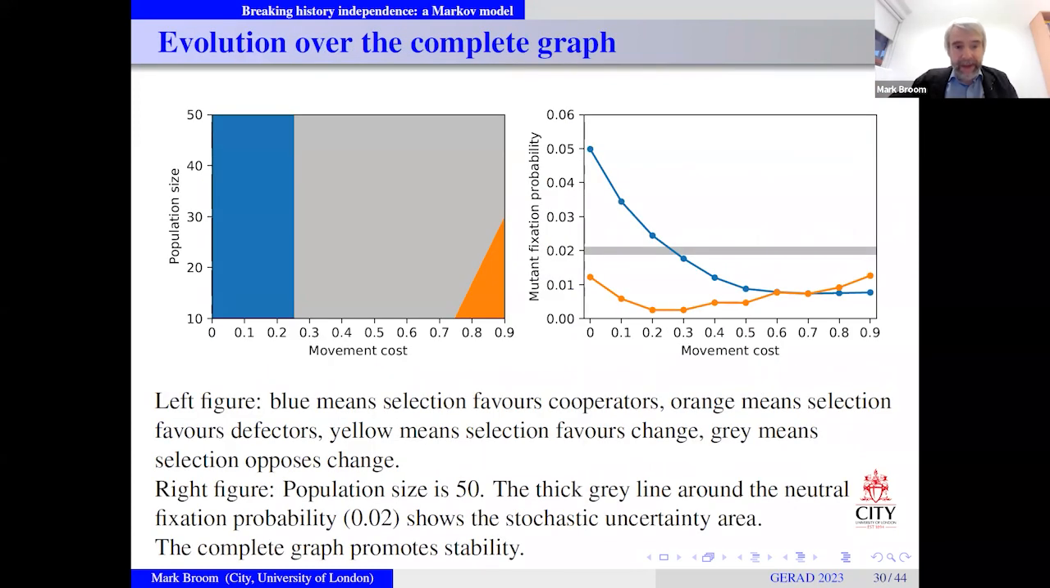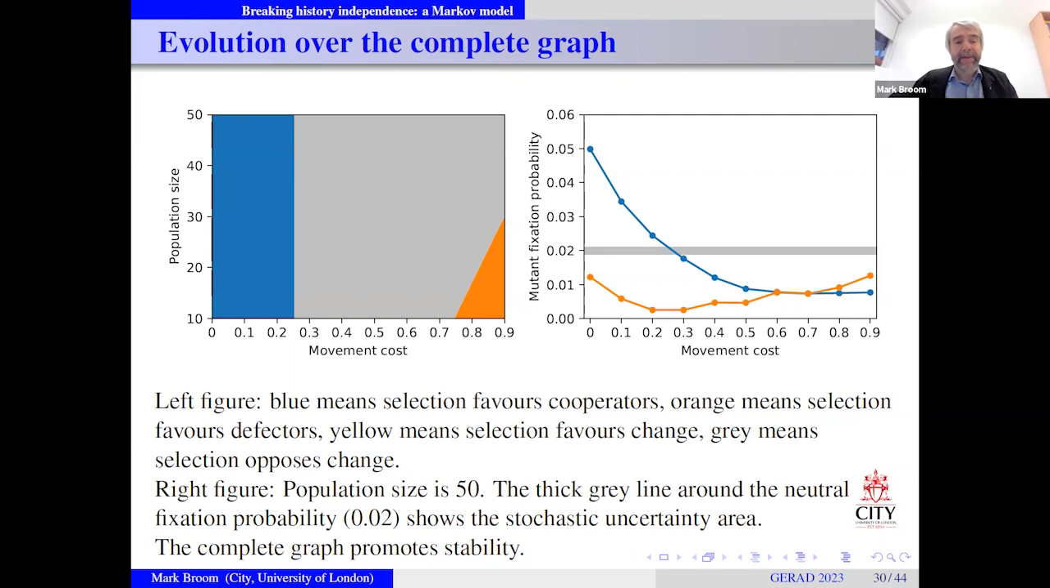So I've got three figures here, one for each of three different underlying graph structures. This one is the well-mixed population. On the vertical axis is the size of the population. On the horizontal axis is how big the movement cost is. At 0, of course, it's free to move. At 0.9, it's a pretty big cost actually. And there's a range between those.